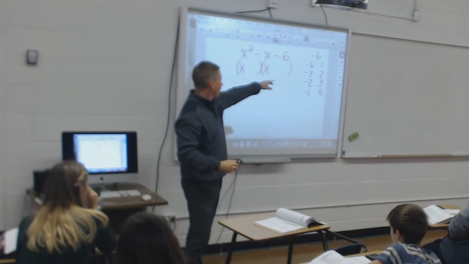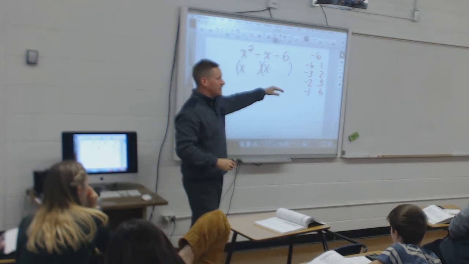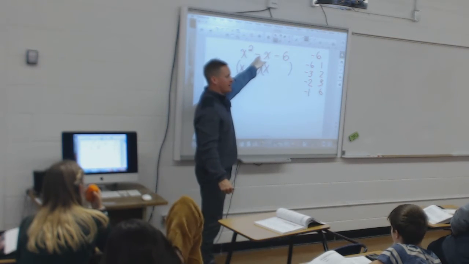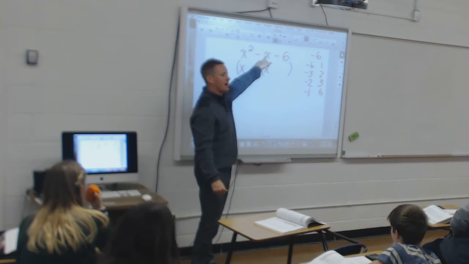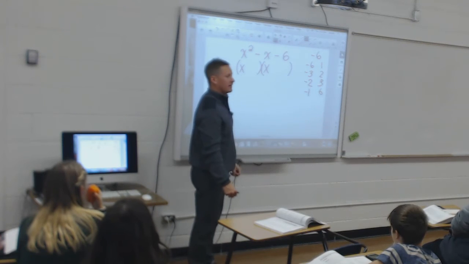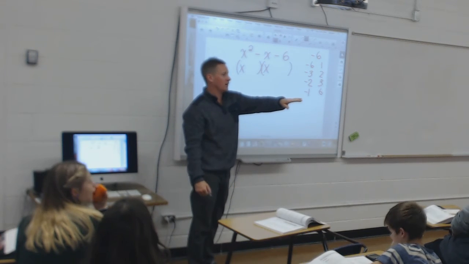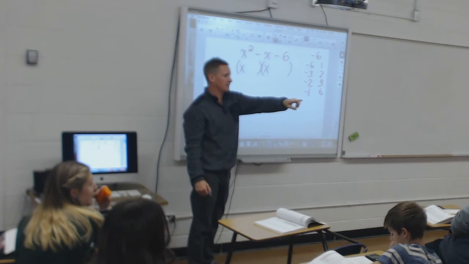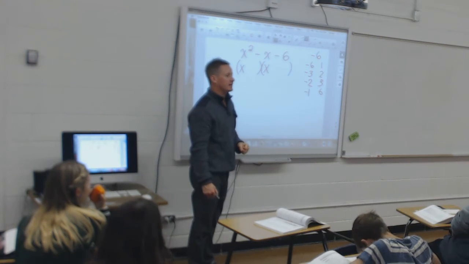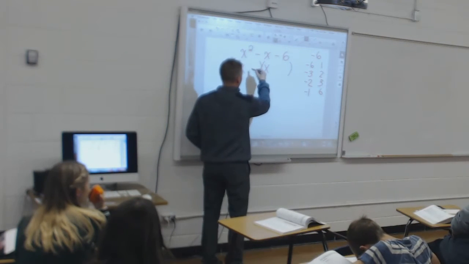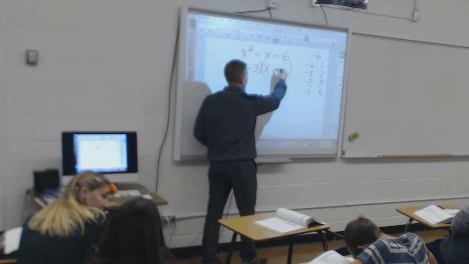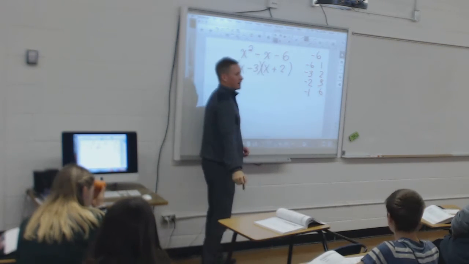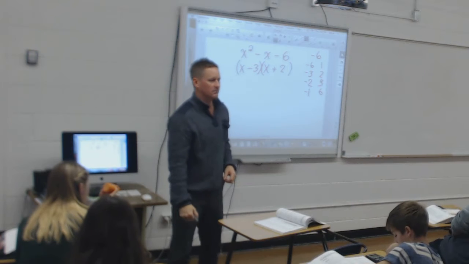Okay. Which of those factors do I add together to get the middle value right there? Negative 3 and 2. So Emma, here's what I do. Negative 3, add 2. You got it right, Emma. Yeah, because it's a negative.